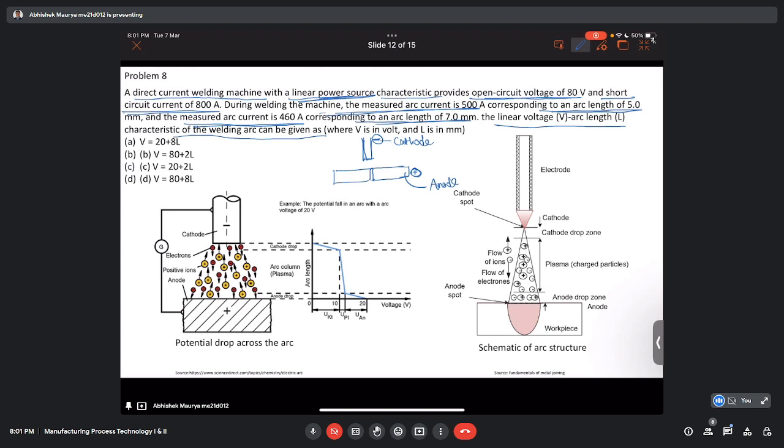And our aim is to join these two metals, let's say 1 and 2, and at the same time we try to fill this gap by melting the cathode material. And usually the cathode material is also the same as the parent metal or the base metal, that is 1 and 2.